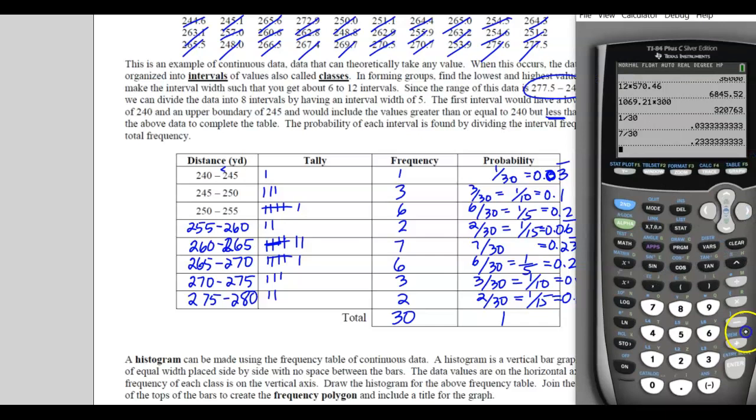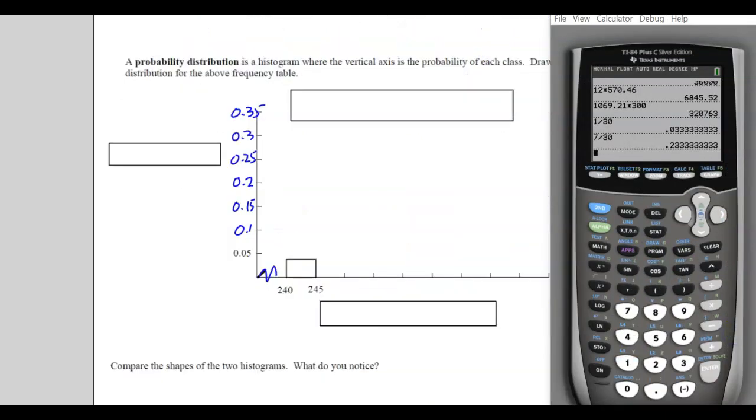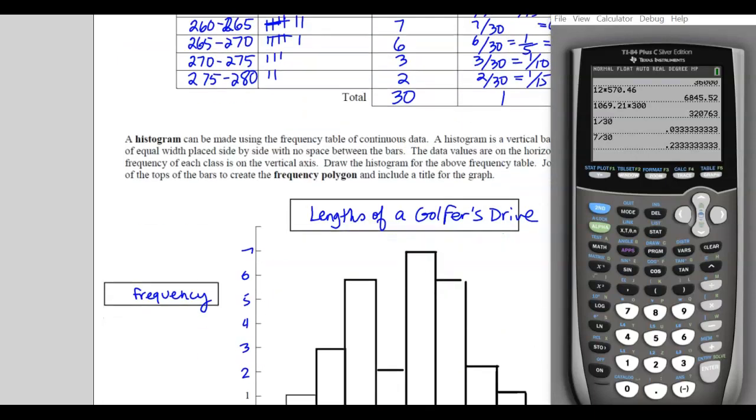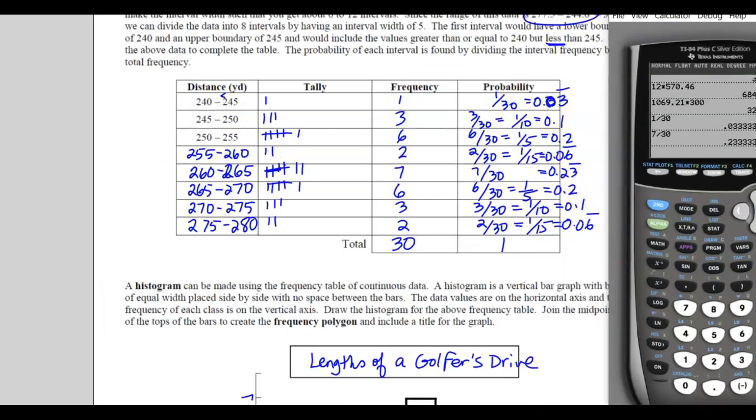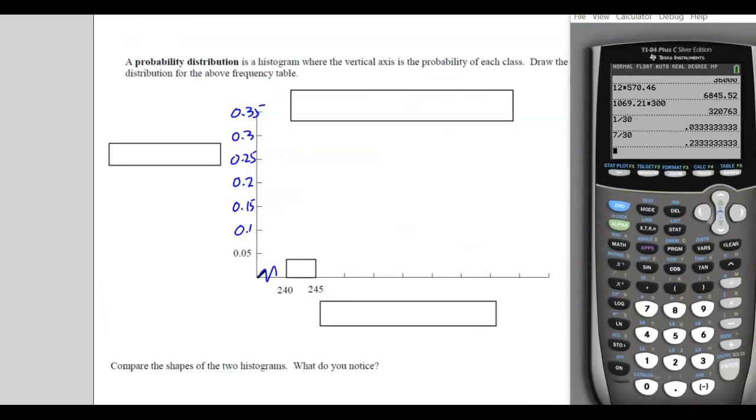Okay, so then you estimate those bars with those heights. So the first one, 0.03 repeating. You can see it's not at 0.05, it's lower. The next one is 0.1, so that's right on. So here we would go up to 0.01.